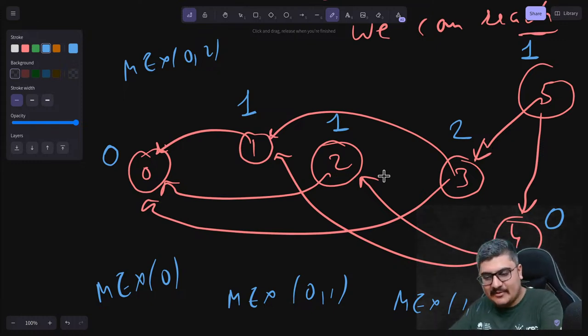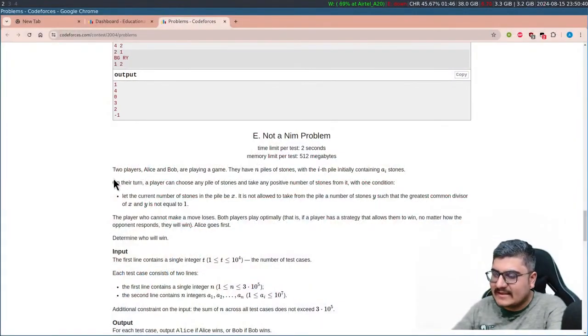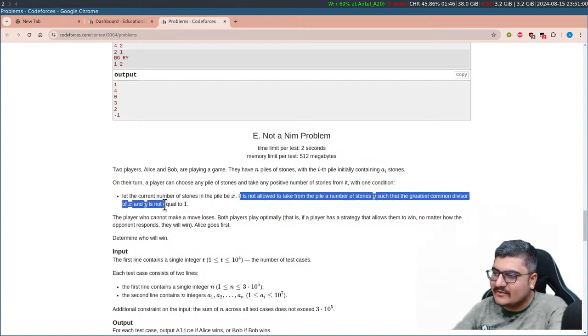So the idea in this problem would be the same. Now I will read the problem statement. Two players, Alice and Bob, are playing a game. They have n piles of stones. The ith pile initially contains ai stones. On their turn, a player can choose any pile of stones and take a positive number of stones from it with one condition. Let the current number of stones in the pile be x. It is not allowed to take from the pile a number of stones y such that the greatest common divisor of x and y is not equal to 1.